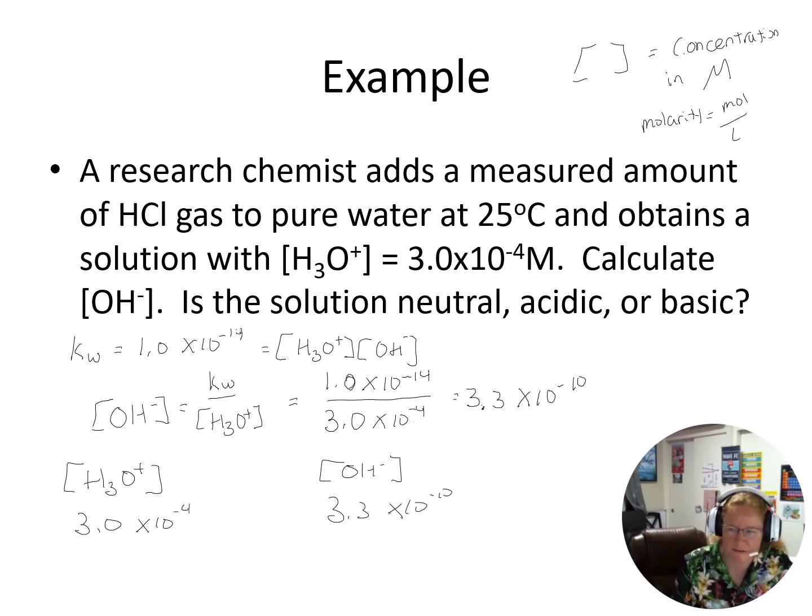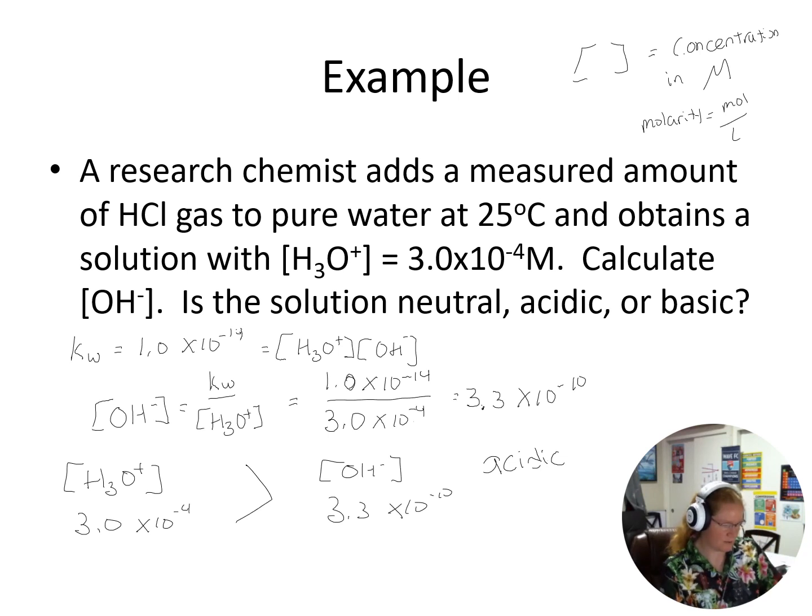So I look at those. Well, 10 to the negative 4th is much larger than 10 to the negative 10th. So my hydronium ion concentration is larger, so this is acidic. Okay, so that is how we can work with that to figure out whether or not we have a solution that's acidic, basic, or neutral.